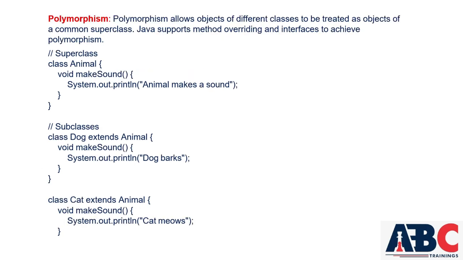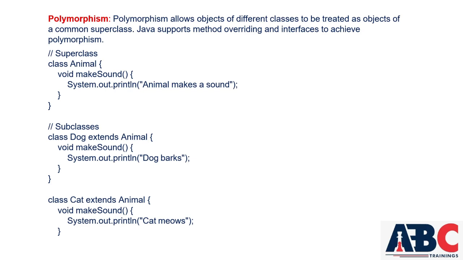Next is polymorphism. Polymorphism is a Greek word. Poly means many and morphism means form. It allows objects of different classes to be treated as objects of a common superclass. Java supports method overriding and interfaces to achieve polymorphism.